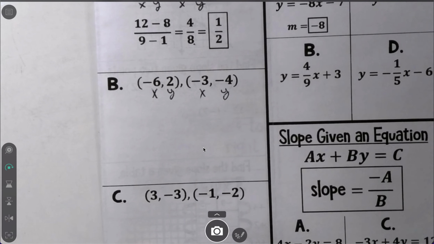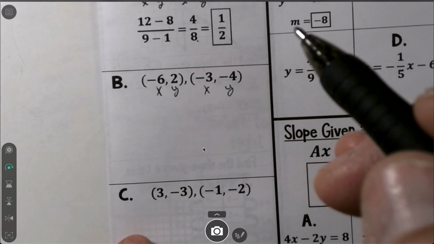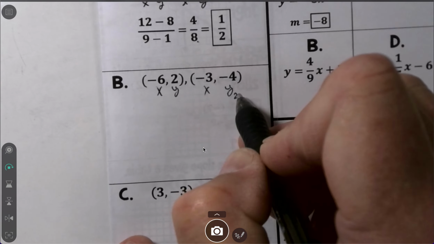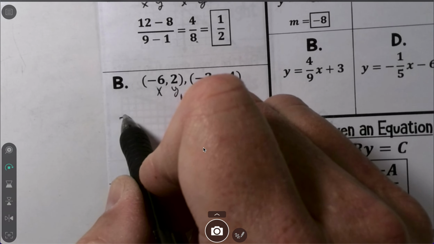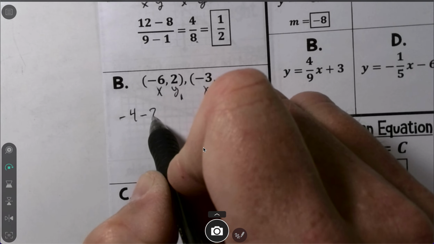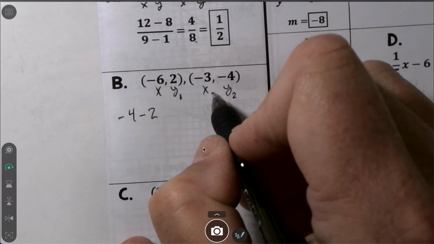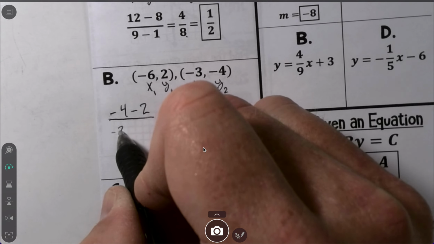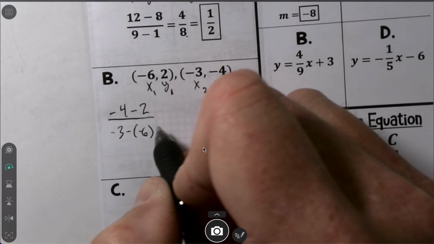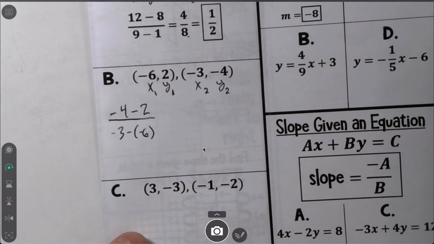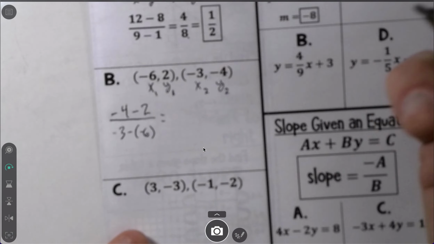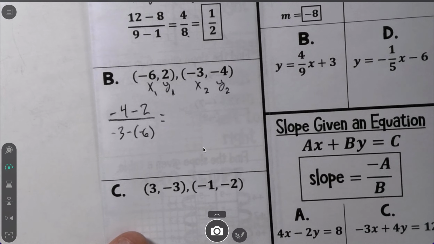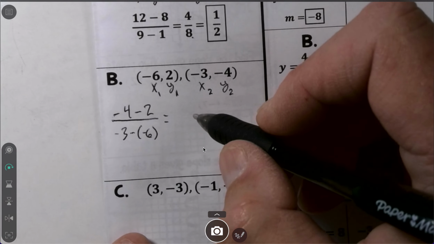So they're going to throw some negatives at us on the very first one here. So let's pay attention to that. So y2 minus y1 would be negative 4 minus 2. And then x2 minus x1 would be negative 3 minus negative 6. This is probably the harder, out of all the stuff that they have us do, I think this part of finding slope is the most difficult of what we did. But once you're used to it, it gets easier.